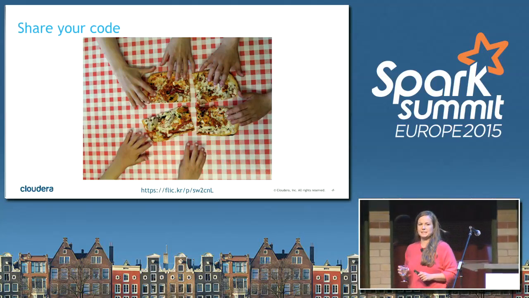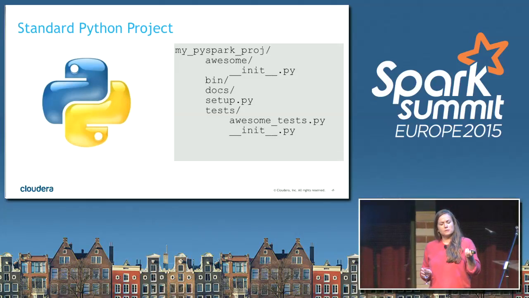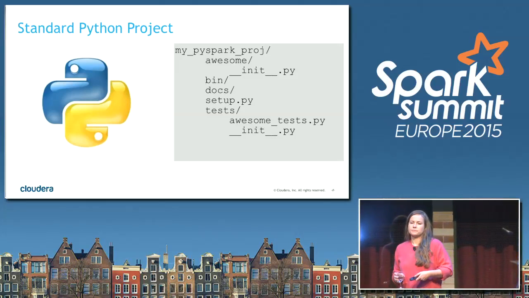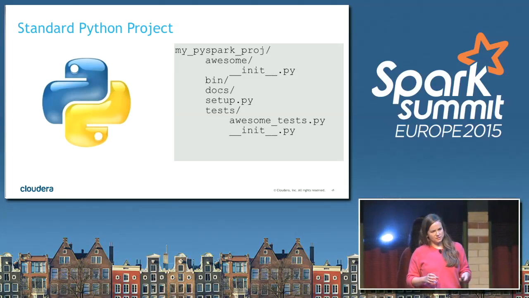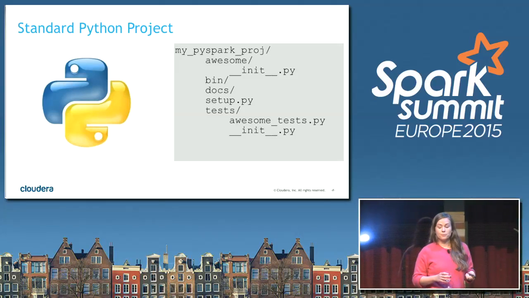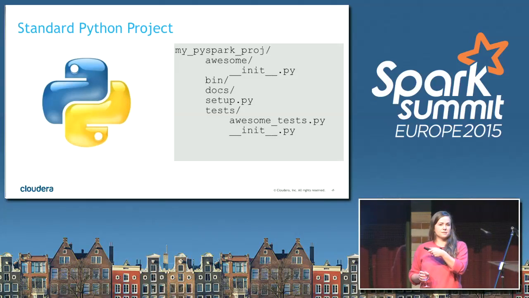Kind of like a delicious pizza. So, what does a standard Python project look like? My awesome module has some sort of init script in it. I can only have one module defined here, but I could have multiple. Some sort of bin directory, there's a docs directory, there's a setup.py file, which allows the Python project to be installed using standard tools like easy_install or pip, and tests.